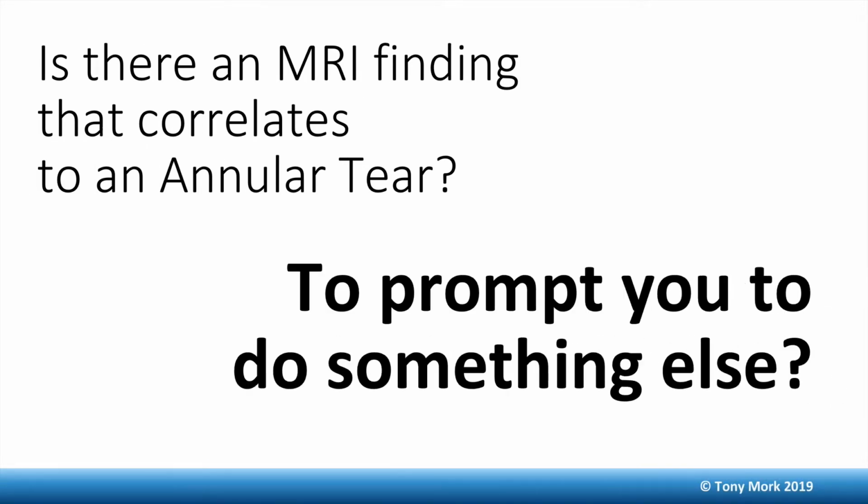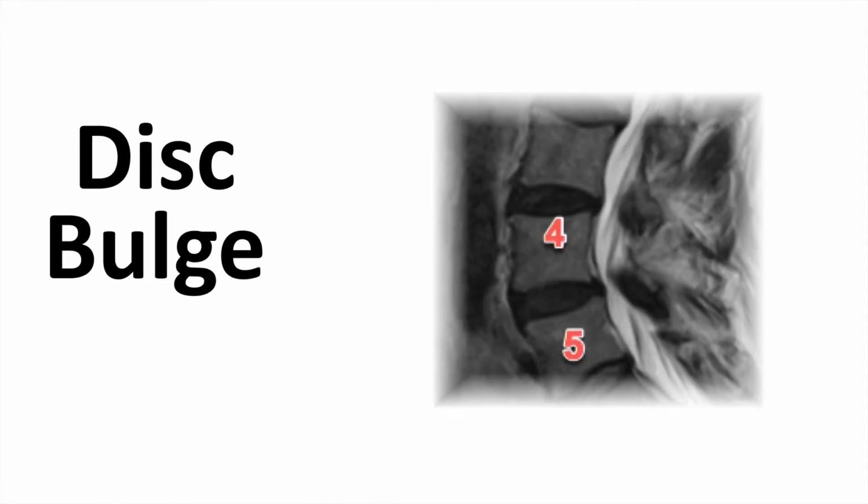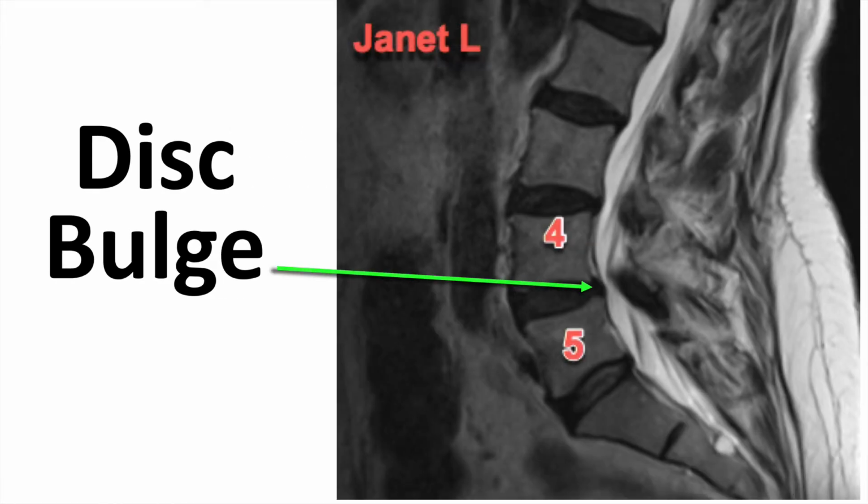So is there an MRI finding that correlates to an annular tear to prompt you to do something else? Yes. One thing that correlates pretty well is a disc bulge. There's absolutely no indication on this MRI scan that there is an annular tear here, but this disc bulge can correlate with an annular tear under the right circumstances, and we're going to talk further about that.